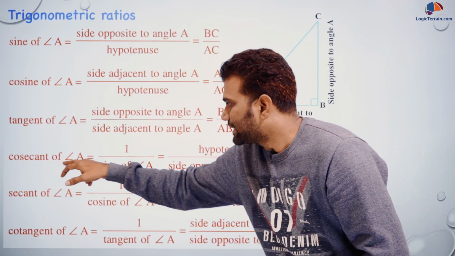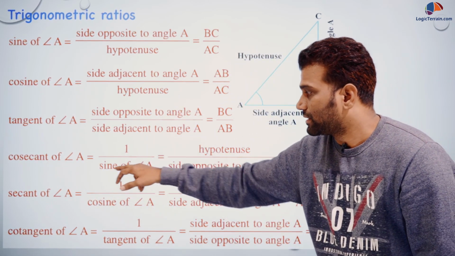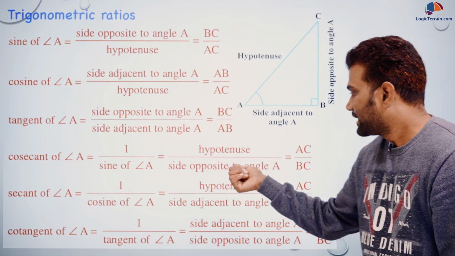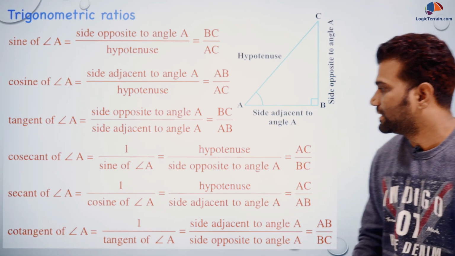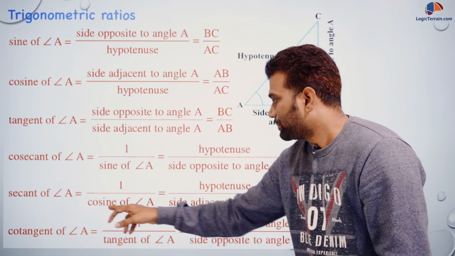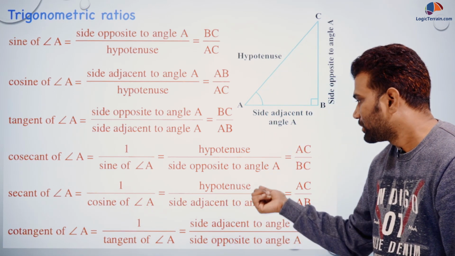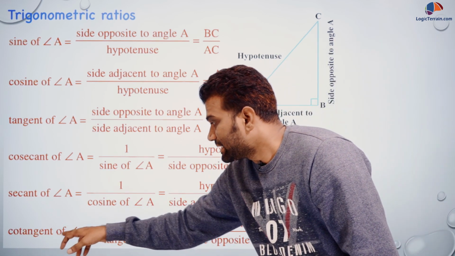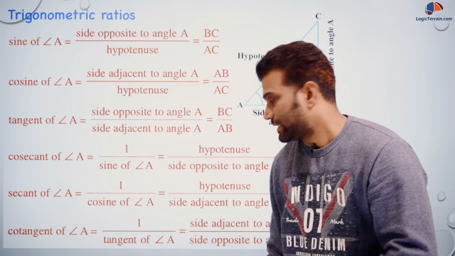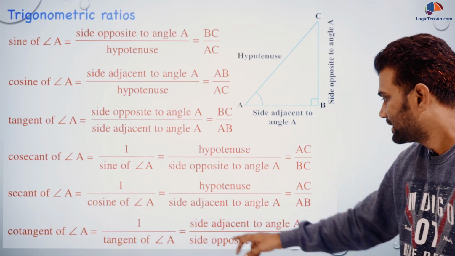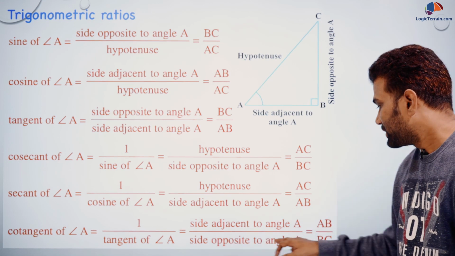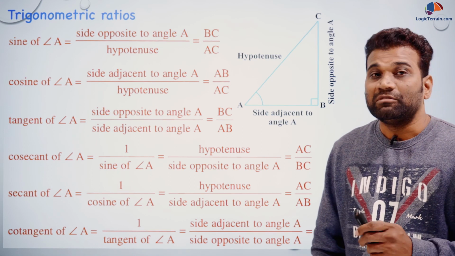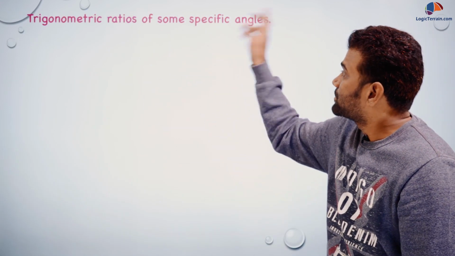Similarly, cosecant of angle A is equal to 1 upon sine of angle A, which is the reciprocal, that is hypotenuse upon side opposite to angle A, that is AC upon BC. Secant of angle A equals 1 upon cosine of angle A, which is hypotenuse upon side adjacent to angle A, that is AC upon AB. And finally, cotangent of angle A, that is cot A or cot theta, is equal to 1 upon tangent of angle A, that is side adjacent to angle A upon side opposite to angle A, equal to AB upon BC, right?